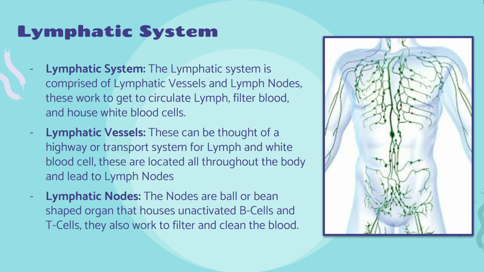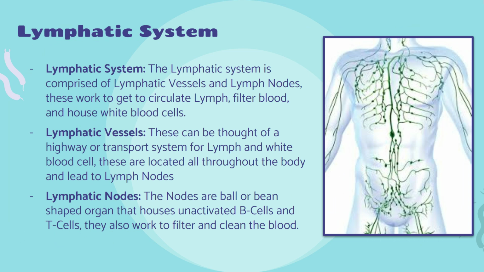We'll be going on to the lymphatic system real quick. The lymphatic system is comprised of lymphatic vessels and lymph nodes. These work to circulate lymph, which is just kind of a fluid, filter blood, and house white blood cells. Lymphatic vessels can be thought of as a highway or transport system for lymph and white blood cells. These are located all throughout the body and lead to lymph nodes. So if you look at the image to the right, they lead all around the body. Of course, they're not as plentiful as blood vessels, but they will lead to the general location.